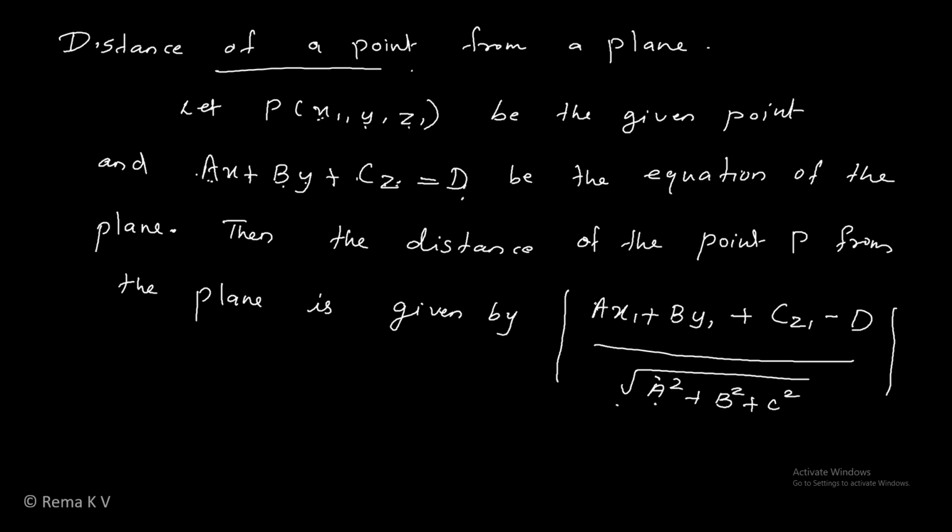When the equation of the plane is given in Cartesian form, you have to write it as ax plus by plus cz minus d equal to 0. Substitute x, y and z by x1, y1, z1, the given point. Then divide by root of a square plus b square plus c square, which gives the distance of the point from the plane.